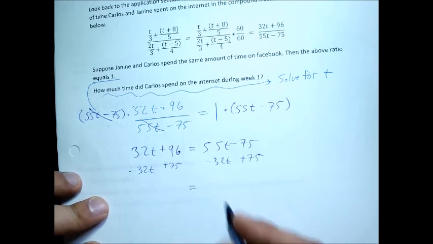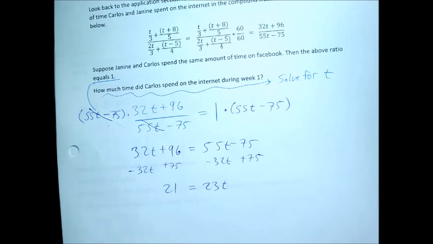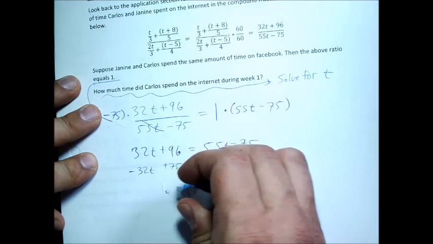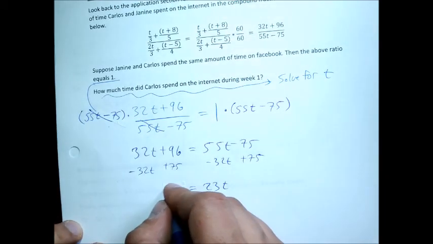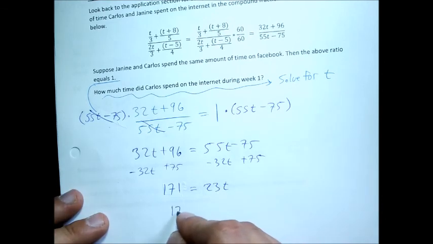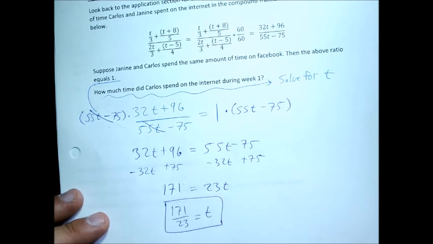And we'll get 23t on the right, and then 96 minus 25 is 21. Oh, I'm sorry, I'm adding 75. Thank you. I subtracted it there. So it'll be 171. Does that sound right? And then we want to get t by itself, right? So we just divide the 23 over, and 171 over 23 is how long Carlos spent on the internet during the first week.